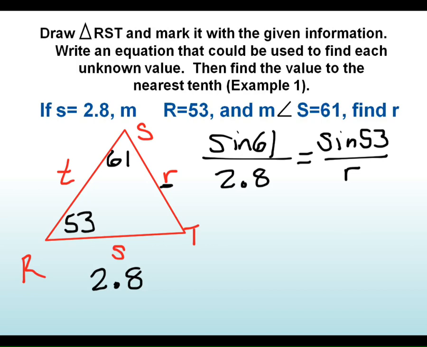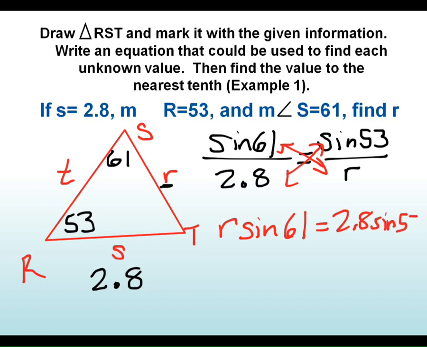It doesn't matter which way you start with. Cross multiply here. You take r times the sine of 61. So I'm just going to write that out. R times the sine of 61 equals, and then I'm going to cross multiply the other direction: 2.8 times the sine of 53. Now, I wrote the 2.8 in front of the sine just because I don't want to accidentally punch into my calculator sine of 53 times 2.8, because then that's going to give me the sine of 100 something.